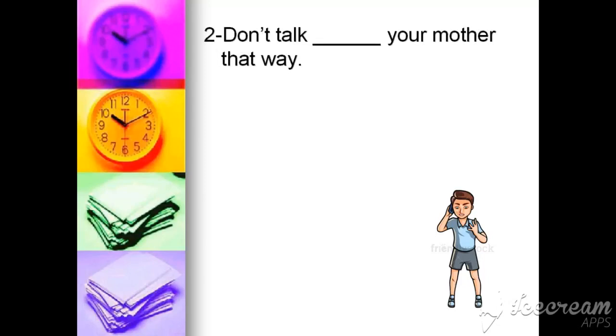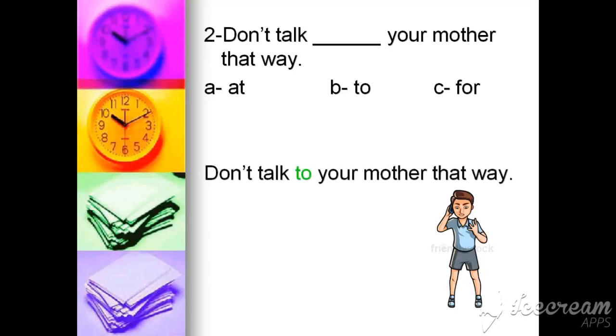Number two, don't talk your mother that way. What should we use? Don't talk at, or don't talk to, or don't talk for your mother. The answer is don't talk to your mother that way. Talk to.